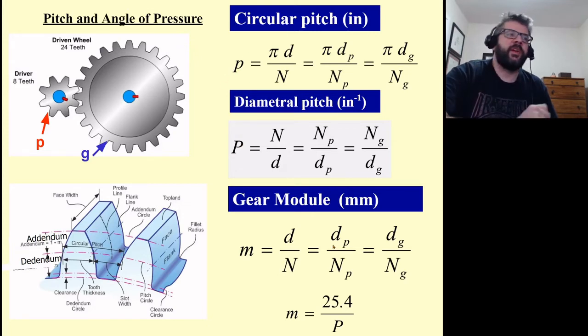Then metric tends to use the gear module, or gear modulus. That's a measurement in millimeters, and that is just the diameter divided by the number of teeth. So it's similar to the circular pitch, but they don't bother using pi. If we wanted to convert one to the other, we can take 25.4 and divide it by the diametrical pitch, the big P, and that gives us our gear module in millimeters.